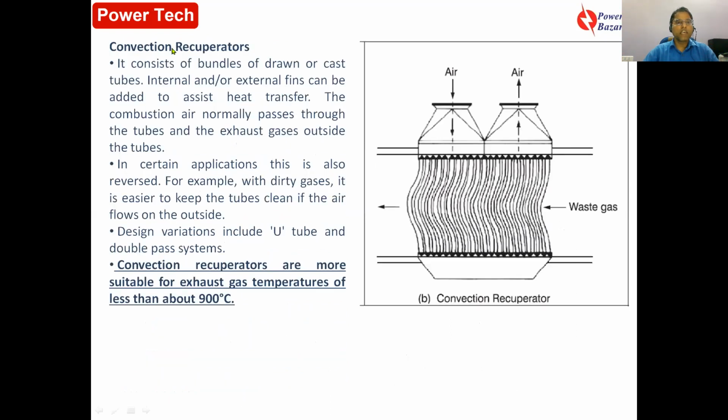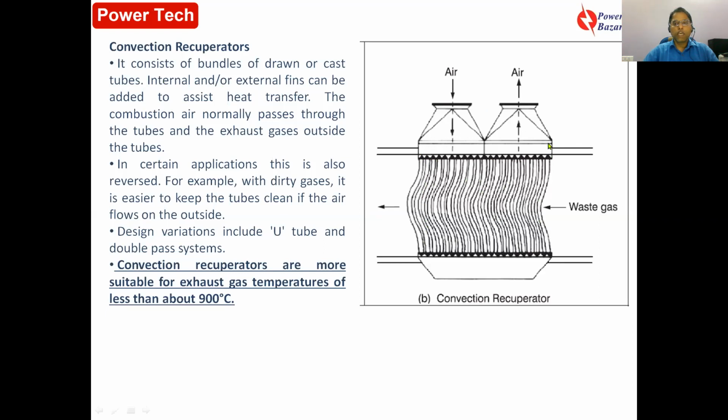Now the convection recuperator. In this case, what happens? It consists of bundles of drawn or cast tubes. There are internal and external fins. Why are fins required? Fins are required because heat transfer will be very rapid. So fins are there in the tube.